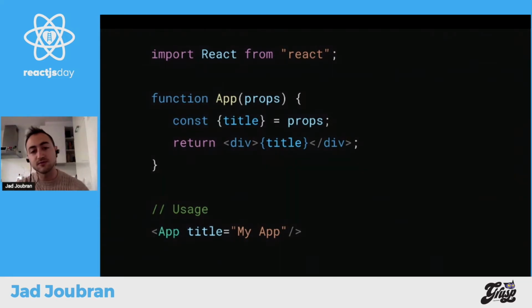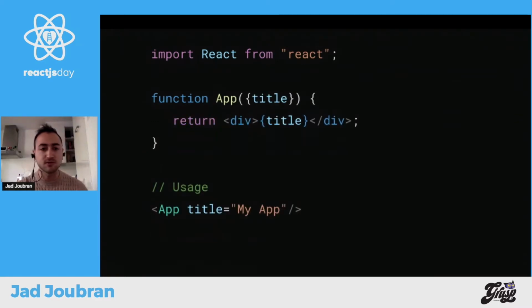You can even go a step further, and you may not like this. It's a bit opinionated. Some people don't like this, some people like this. You can destructure in the function arguments. So over here, we don't even define a variable props. We immediately destructure in the function arguments.